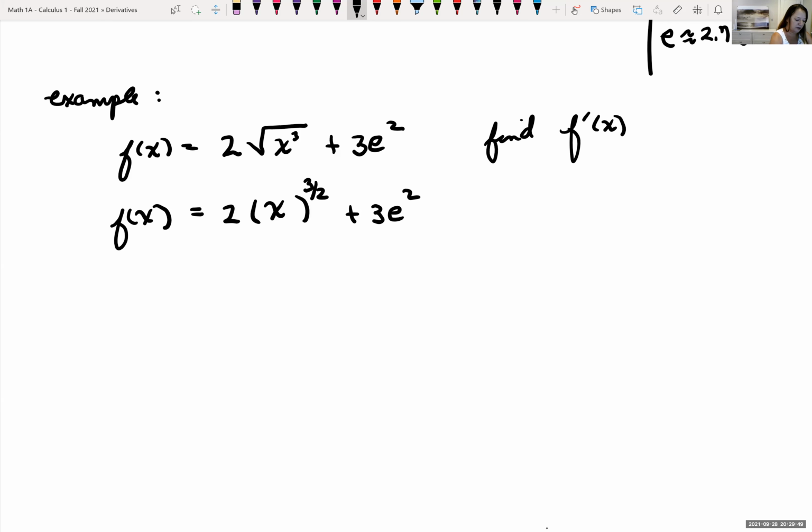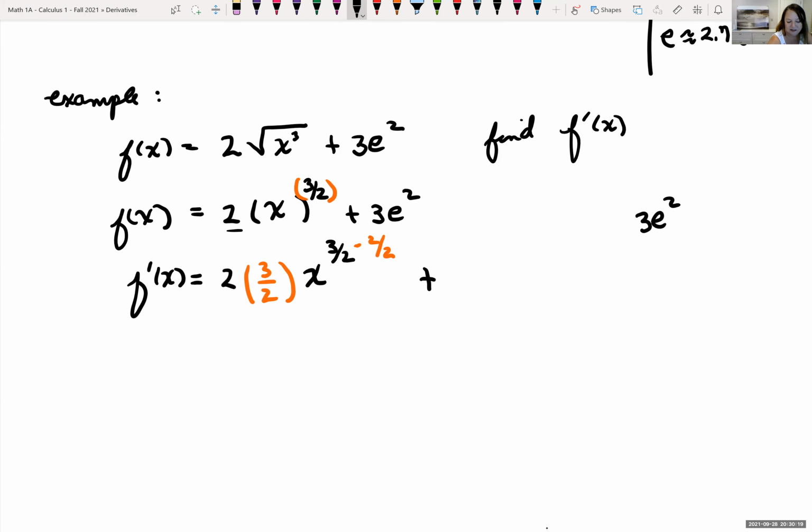And so when we take the derivative, we have this 2 out front. We're going to bring our power down front times x, subtract 1 from our exponent. So I'm subtracting 1. Let's think of it as 2 over 2 to get a common denominator, plus the derivative of 3e squared. 3e squared is a constant. And the derivative of a constant, recall, is 0. So if I took the derivative of 3e squared, this is equal to 0.